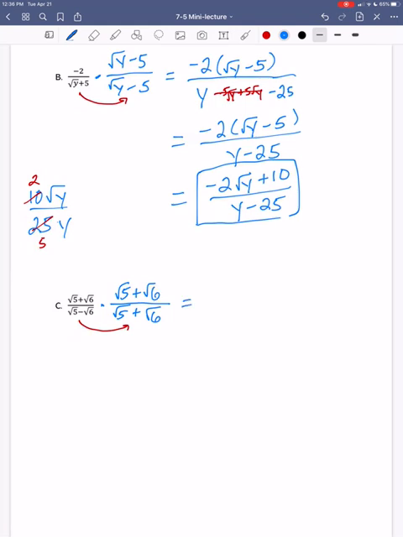In the top, it may help to write this with parentheses. We're going to have to do FOIL in the top. We're also going to do FOIL here in the bottom. We're sort of used to doing that. Square root of 5 times square root of 5 is 5. When I do outer, I get square root of 5 times square root of 6. Remember, when you multiply two square roots together, you multiply their insides together. So that's going to be plus square root of 30.